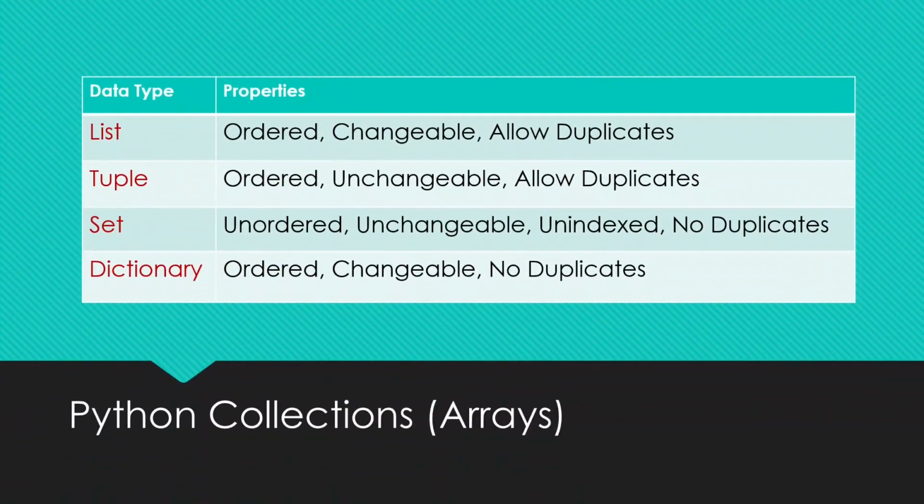Now, a dictionary has the following properties. One of them is that it's ordered. This was not so in earlier versions of Python, but from Python 3.7 onwards, dictionaries are ordered. You can change the value of a data item in a dictionary, and it does not allow any duplicates.